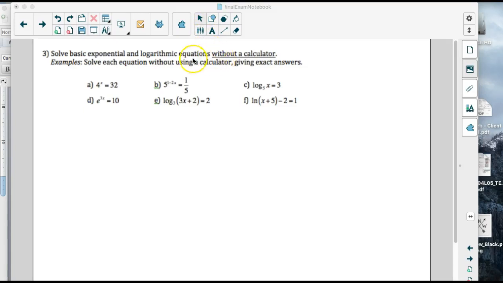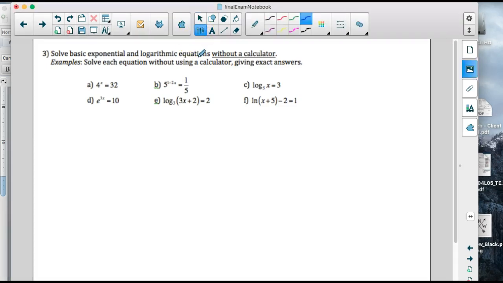This is the part that says to solve equations without a calculator, so this will be on the non-calculator part of the exam. There's a couple ways you can do this process. When you see a problem that's exponential, there's two things you can do. You can try to rewrite it so it has the same base.